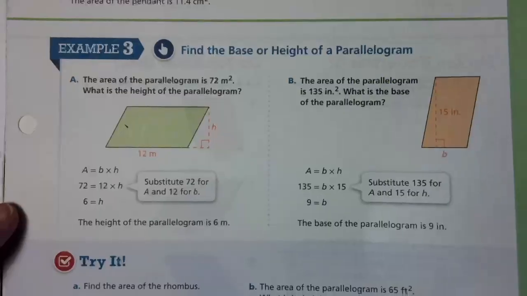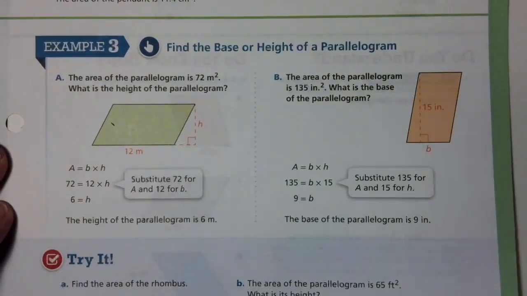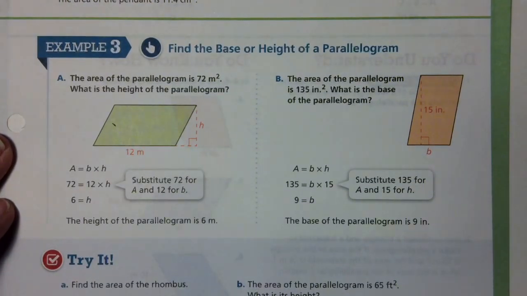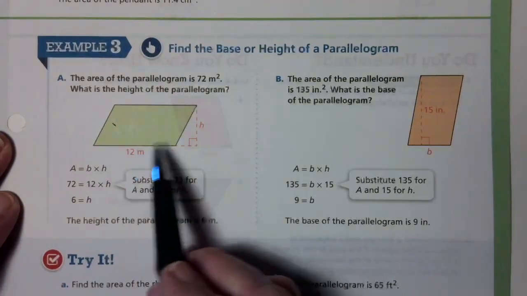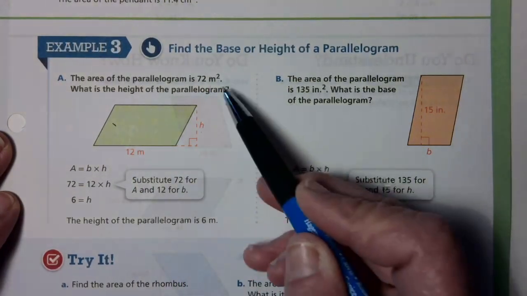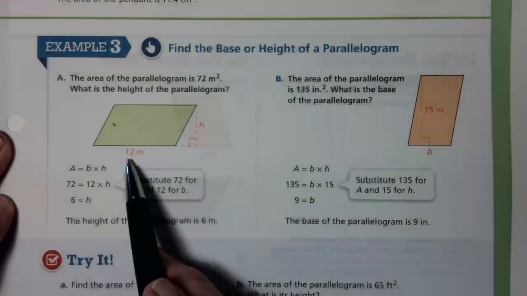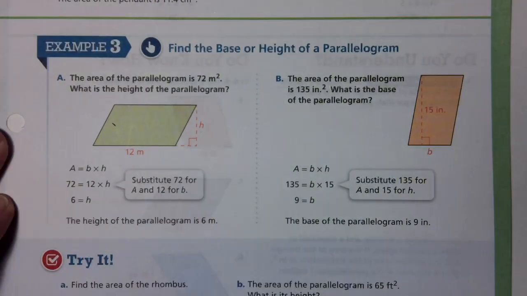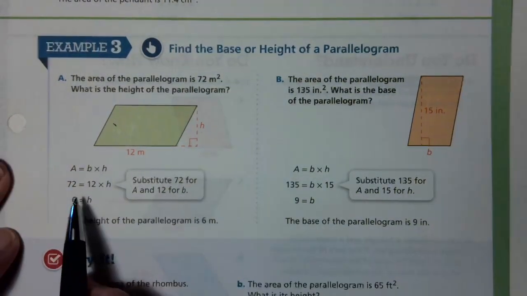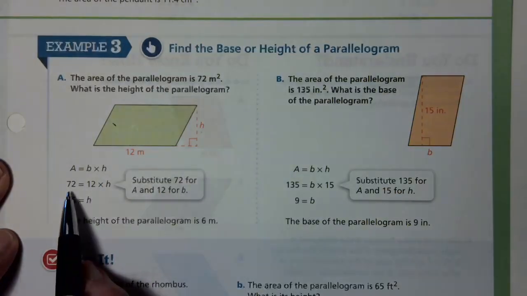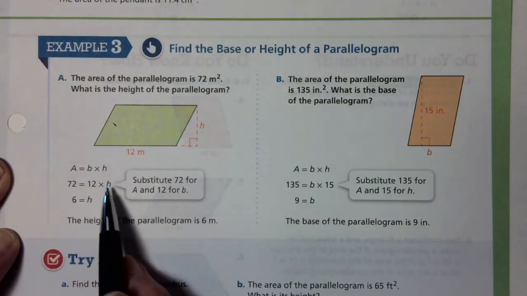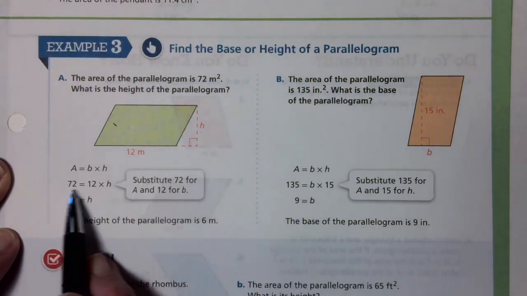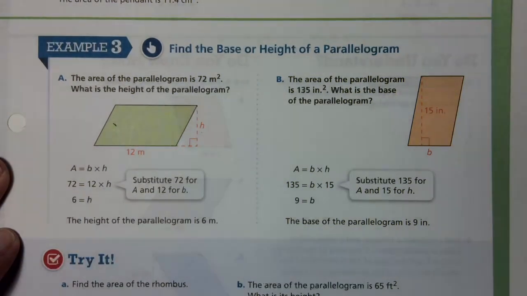Okay, example 3. The area of the parallelogram is 72 meters squared. What's the height? Well, if we multiply these two to get that, then we're going to have to take that and divide it by one of my factors to get the other factor. So notice they start with their formula. They put the 72 in for the area, the 12 in for the base, and we're trying to find height. So we're going to divide both sides of this by 12 and get 6. So the height is 6. All you're doing is working backwards.